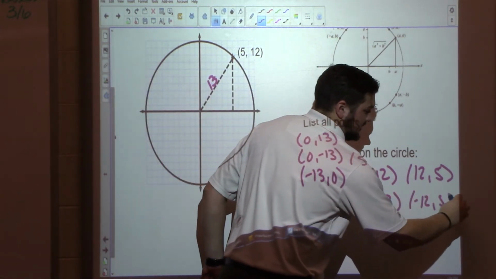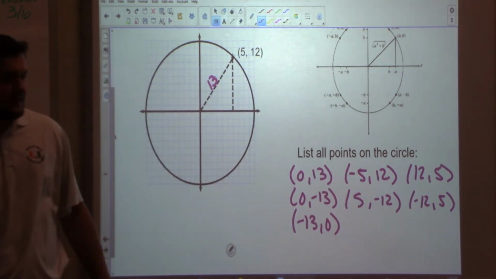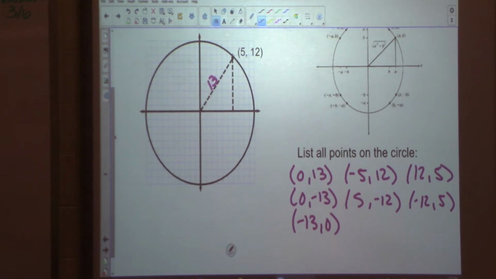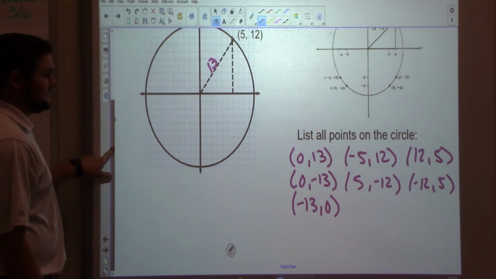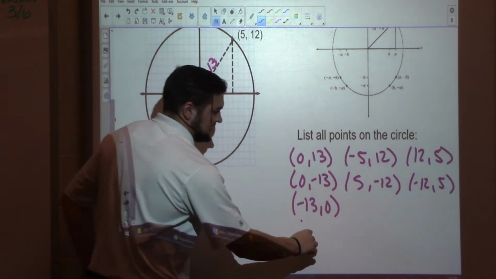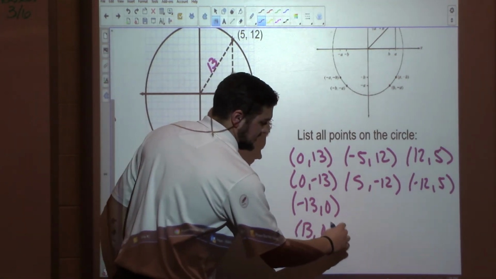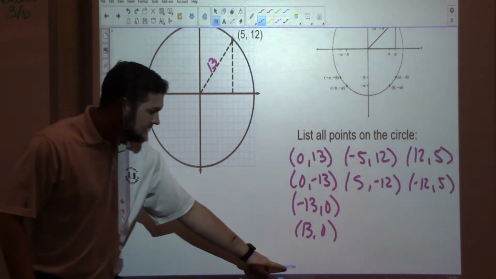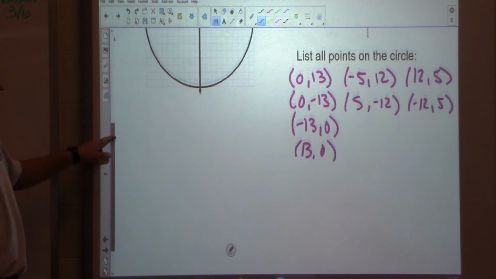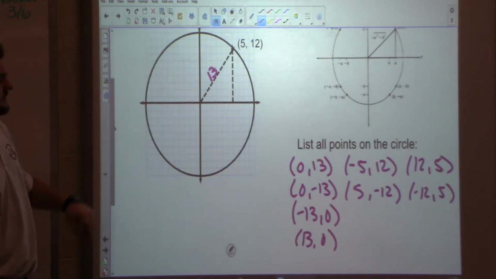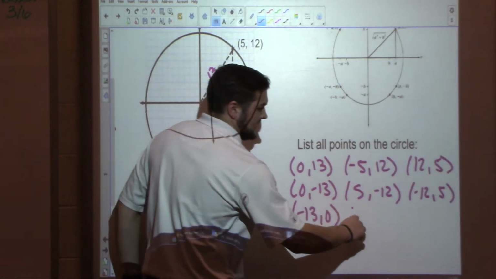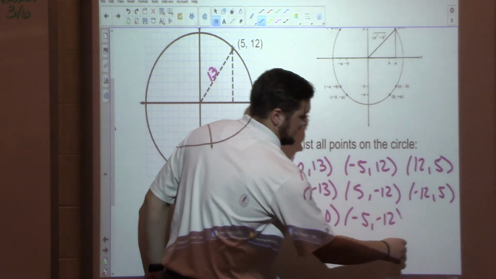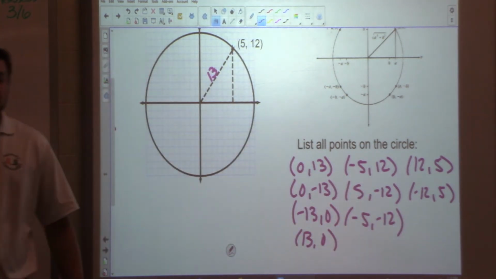Look at this, we're really close. We've got 7. We need 4 more. What do you got? We got 13, 0. Good. Go straight right from the origin. Katie, you got one for me? Negative 5, negative 12. Good. The other one that fits in there is the 5, 12 we started with. We have 2 more. Culver, you got one?